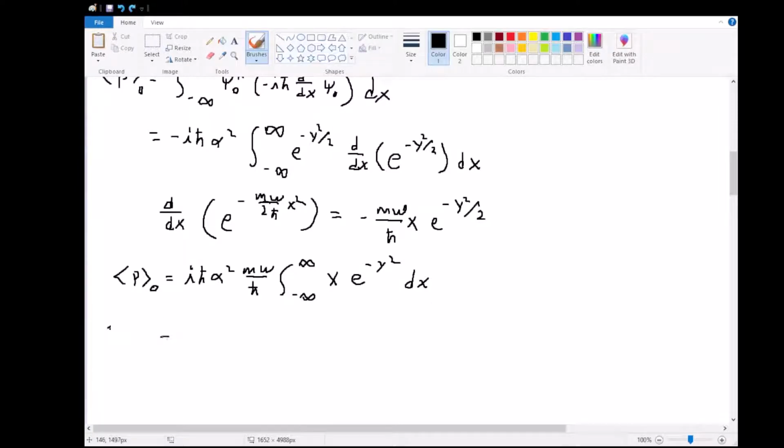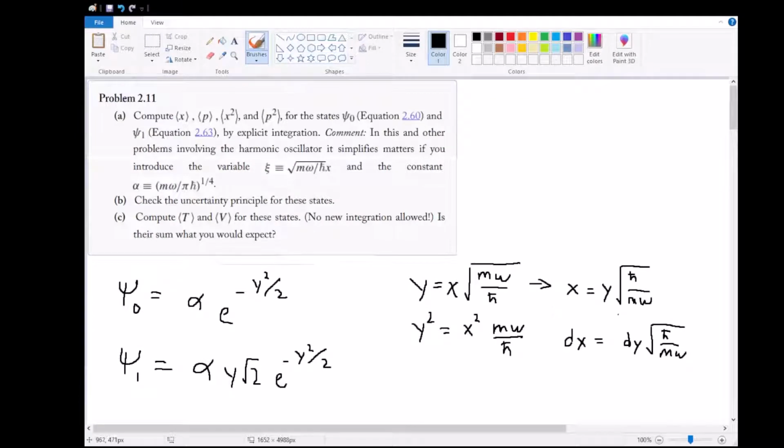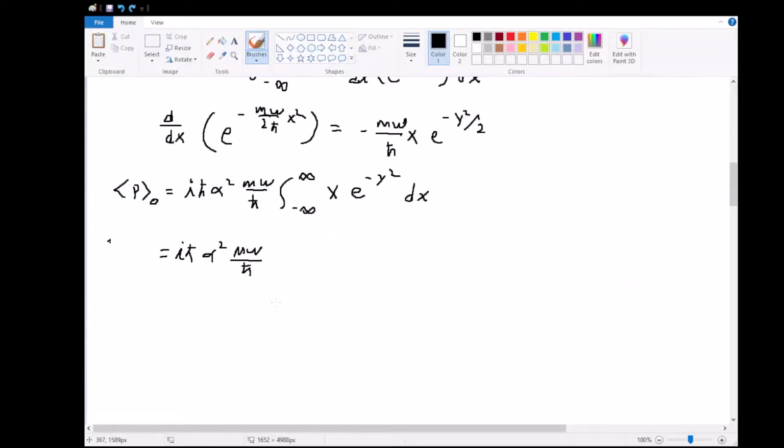So this is equal to i times h bar times alpha squared times m omega over h bar. Then we have the two factors of square root of h bar over m omega, which just becomes h bar over m omega. These two cancel because they're reciprocals, they just become 1, so we can ignore them. And then our integral from -infinity to +infinity of y times e to the -y squared dy.